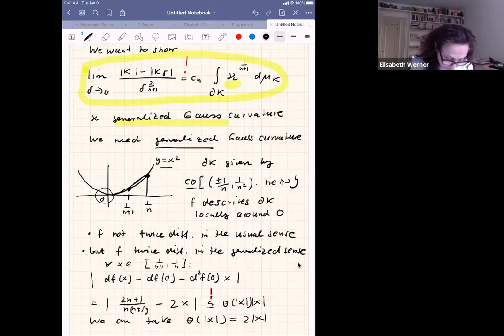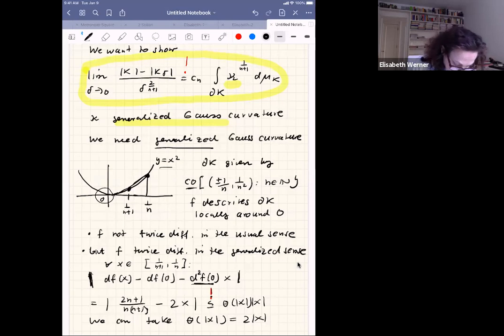So maybe it helps if we write down, for this example, the condition that we have to check in order to see that the function is twice differentiable at zero. So what do we have to check? Usually, in higher dimensions, we would put the Euclidean norm here. But because we have a function f from R to R, we'll just write absolute values. So we look at all x in the interval between 1 over n plus 1 and 1 over n, and we have to look at the subdifferential of the function f at x minus the subdifferential of f at 0 minus this generalized second derivative at x.